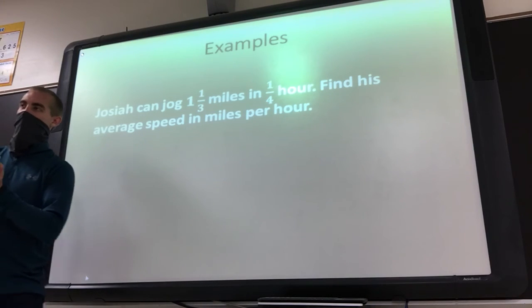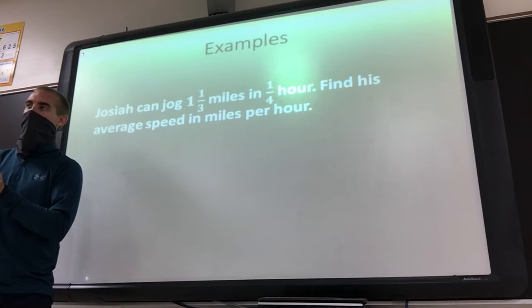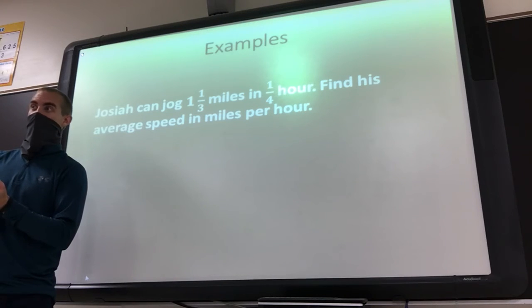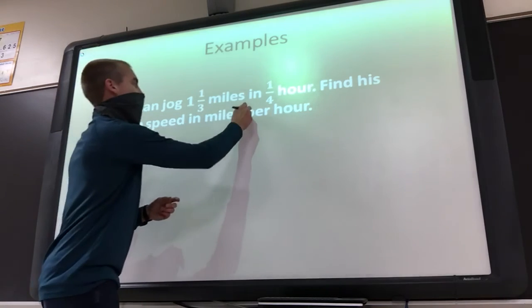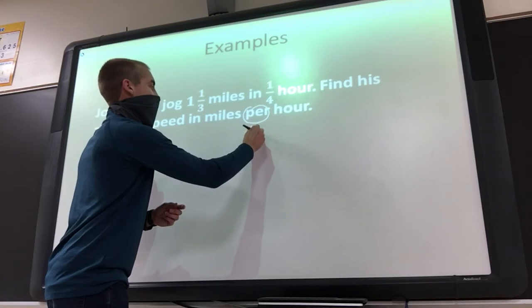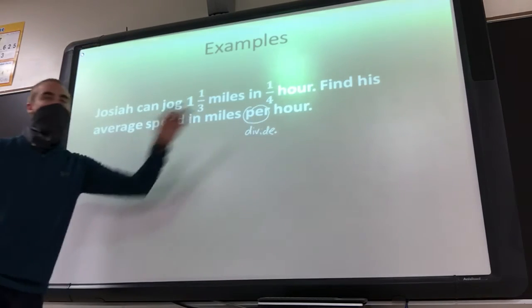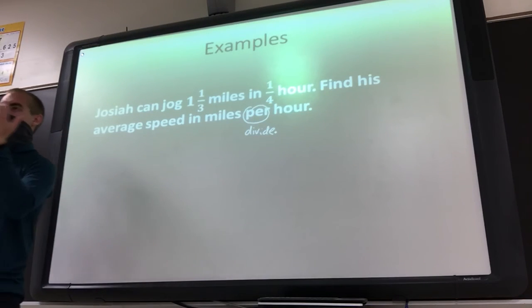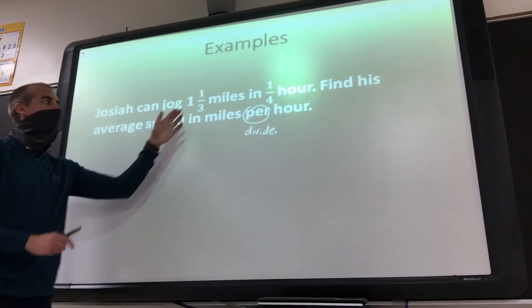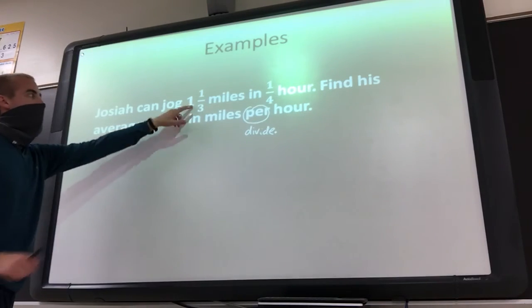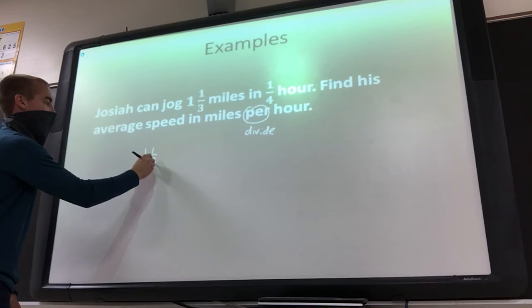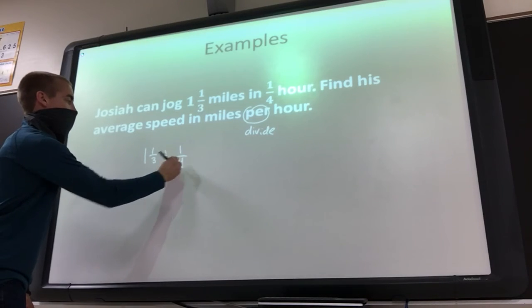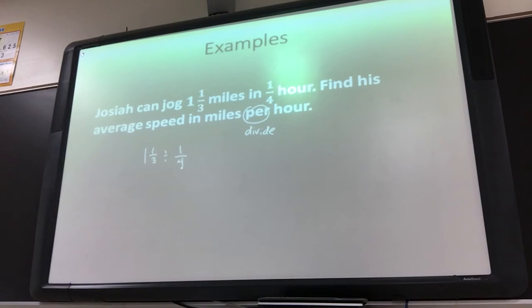There's another word I was thinking of as well. You see the other word there? It's the same operation. Per? Yep, what is that? Division. So per means to divide. And remember, when we see per, we do it in the same order it gives us in the problem. Miles per hour means it's going to be miles divided by hours. So 1 1/3 divided by 1/4.